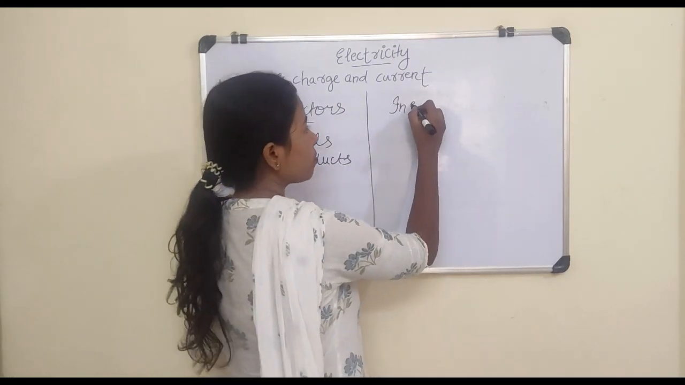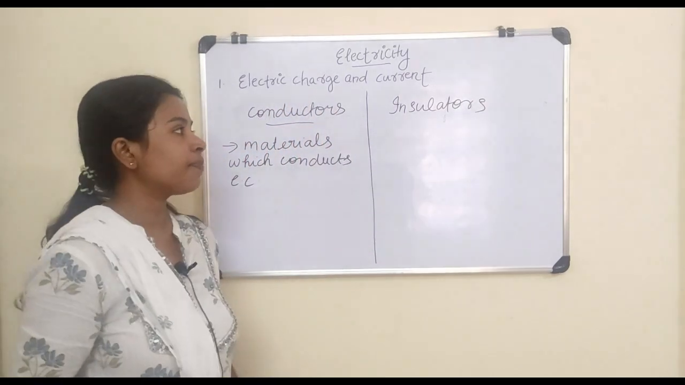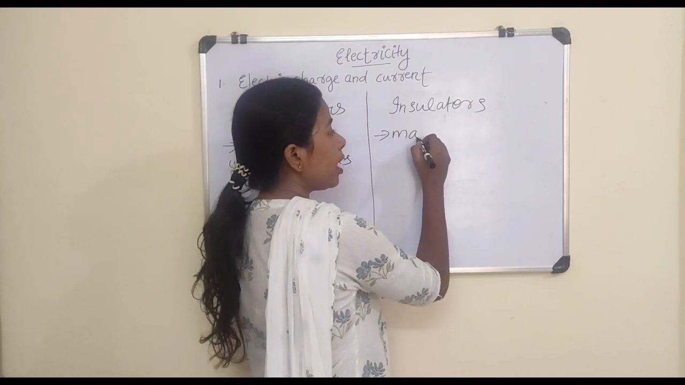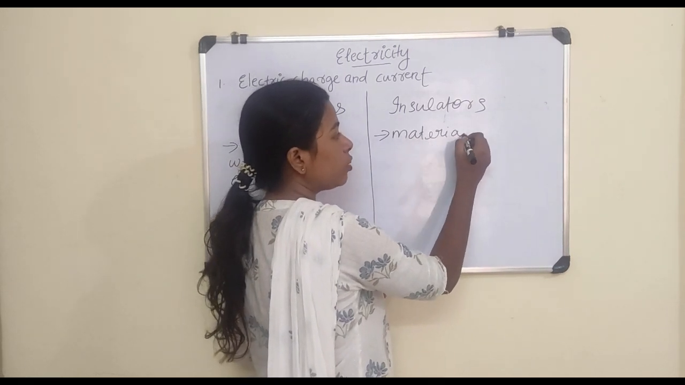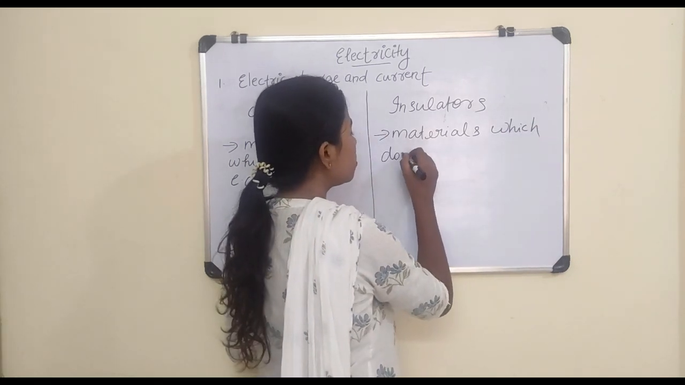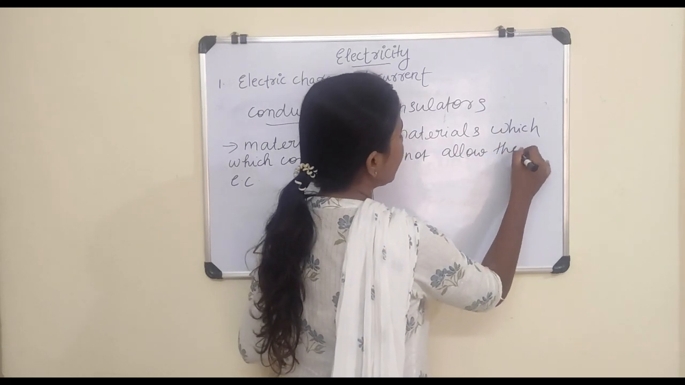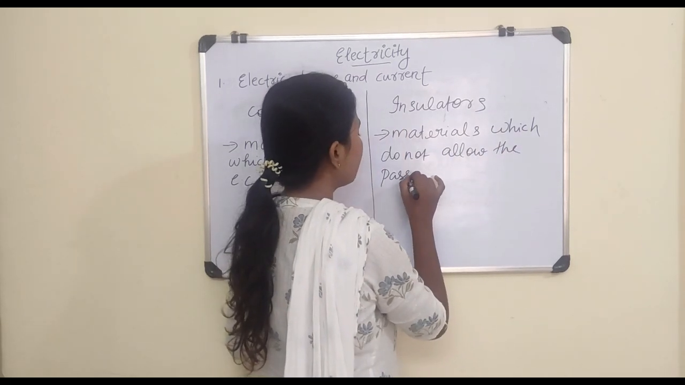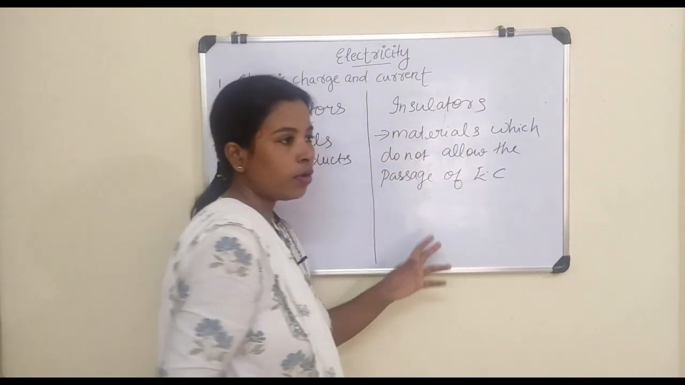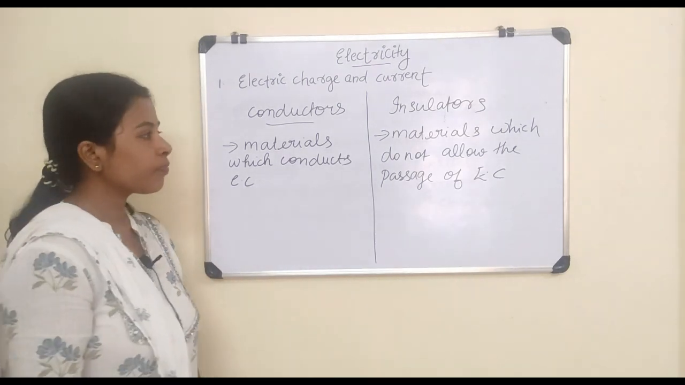And what are insulators? Insulators are the exact opposite of conductors. Insulators are those materials which do not allow the passage of electric current through them. Okay, can you tell examples for both of these, insulators as well as conductors?